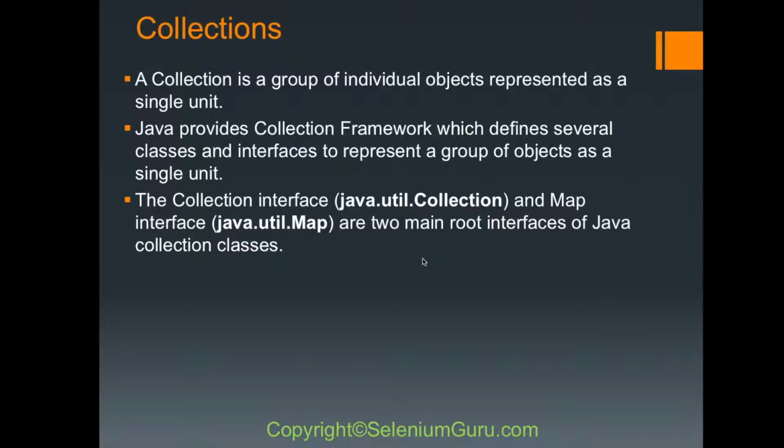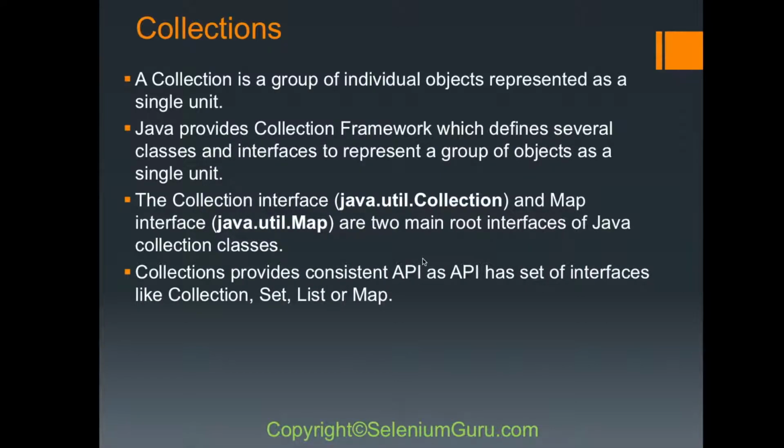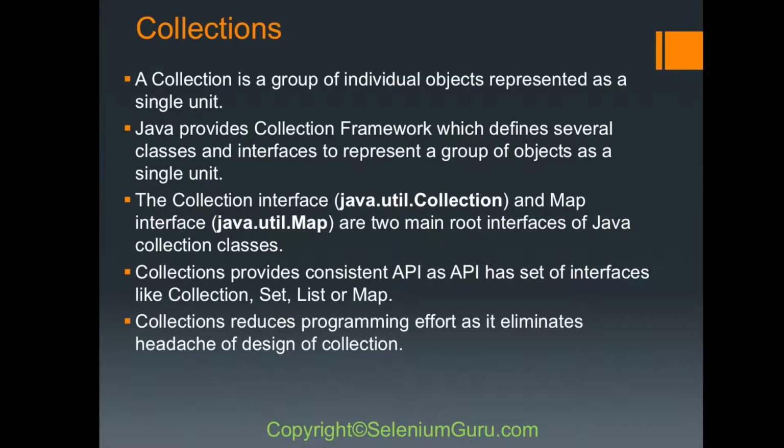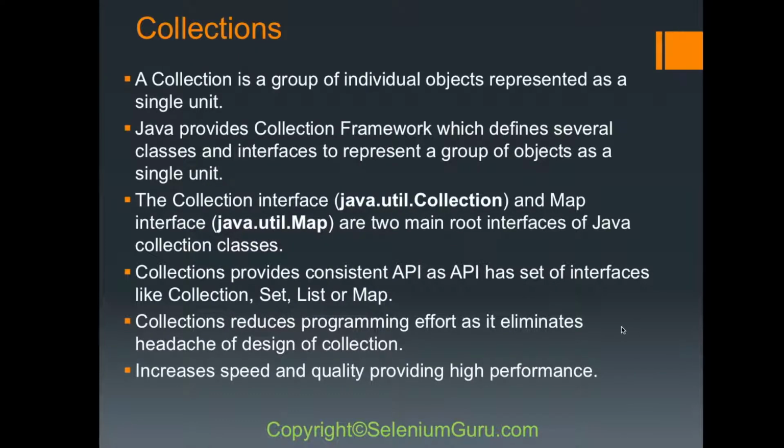java.util.Map, java.util.Collection. Collection provides a consistent API. The other advantage of using collection is it has an API, which means application program interface, from where you could use a lot of interfaces like collection, set, list, or map, right? Collections reduce programming effort as they eliminate the headache of designing collections, and also increase speed and quality, providing high performance.